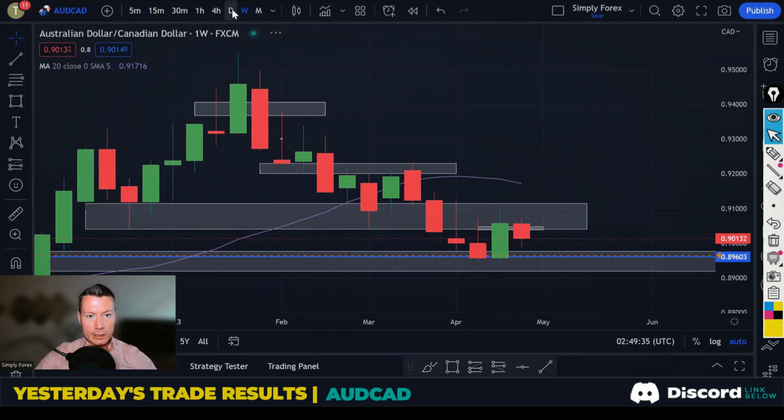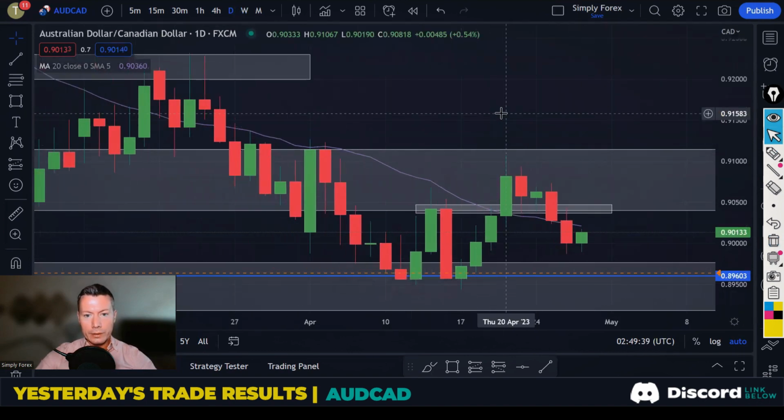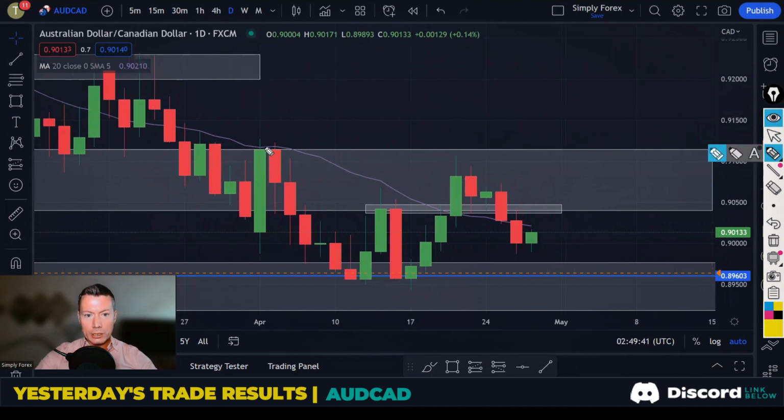Let's see that on the day chart now, because the day chart paints a little bit of a different picture. Because on the day chart, we actually have a break to the upside. This last high gets taken out with this candle here. So we were actually in a daily uptrend at this point, but the weekly chart overrode the daily chart.